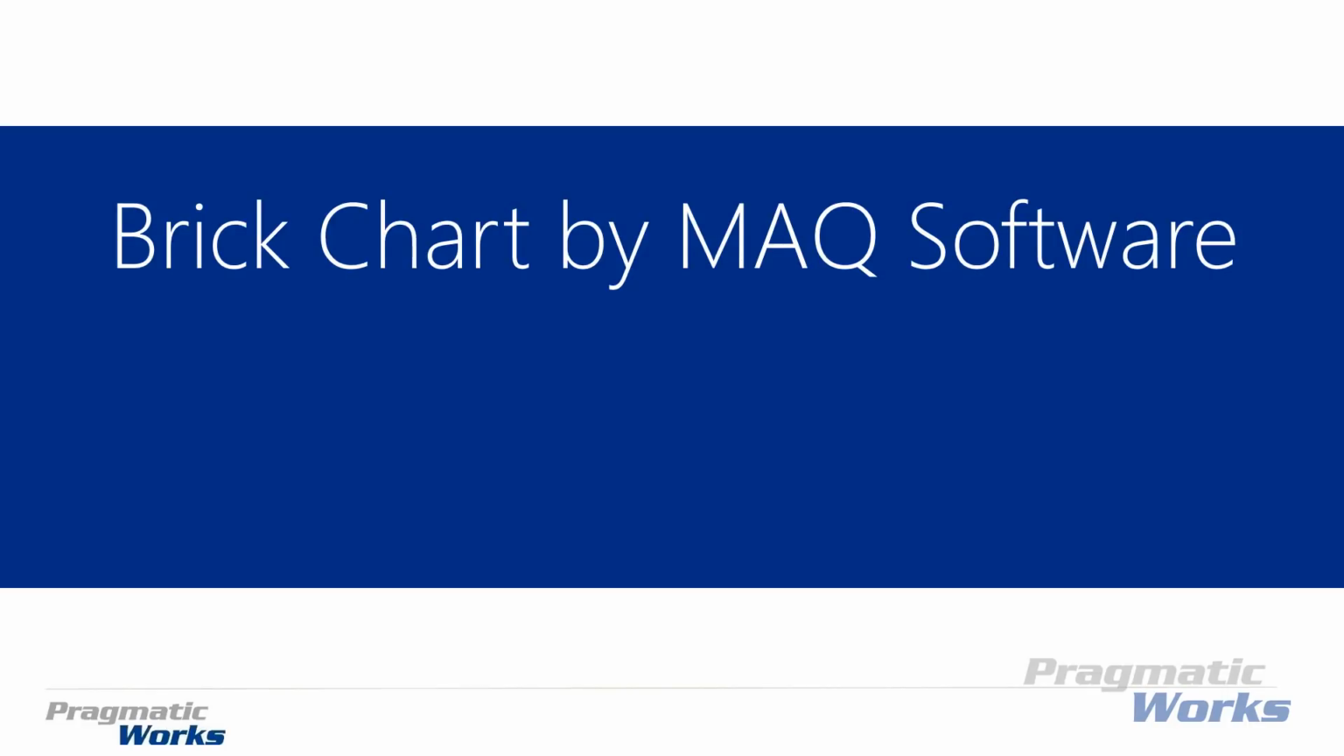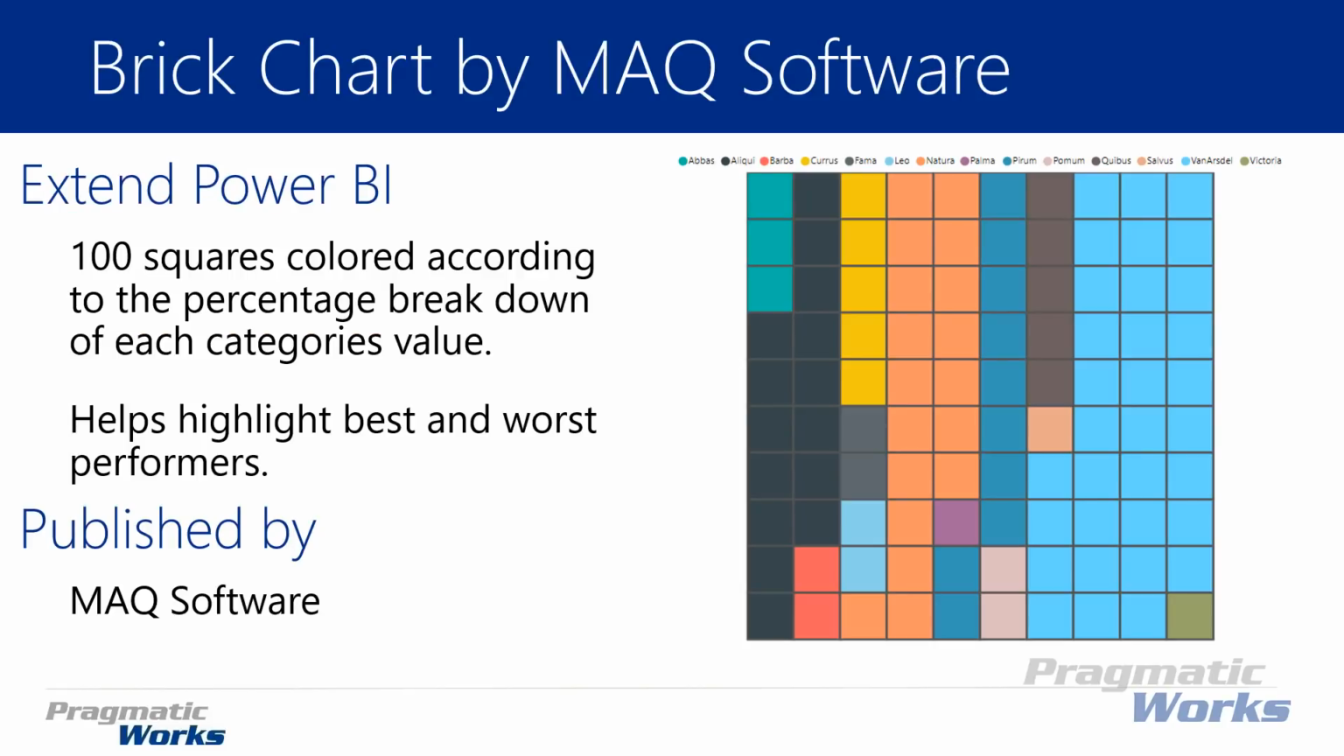Hi, welcome back to the Power BI Custom Visuals course, and in this module we're going to be looking at the brick chart by MAQ Software. Now the brick chart is a pretty simple visual in that it has 100 independent squares that are colored based on the percentage of values that you're breaking down by each category.